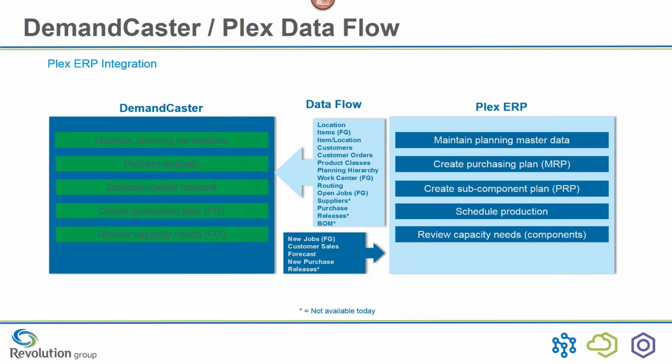Then in Plex, that's where you're maintaining your master data, all your parts and orders and everything that you normally do in Plex. You continue to do it. It's just now also feeding DemandCaster. You'll still run MRP for component parts. You'll still run PRP for your subcomponent plan. You can schedule production as always in Plex, and look at your capacity as well for components.